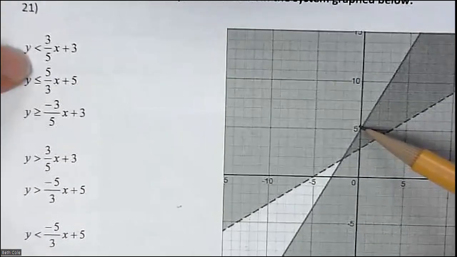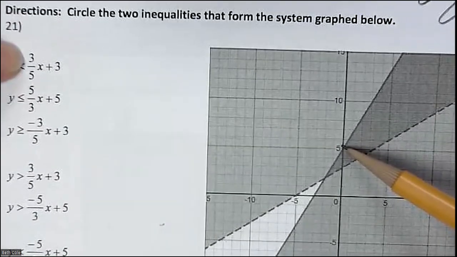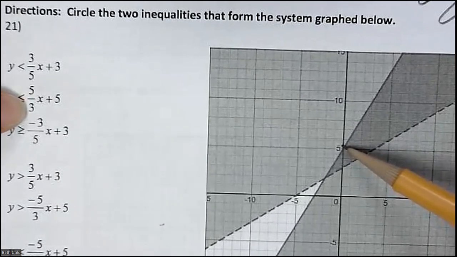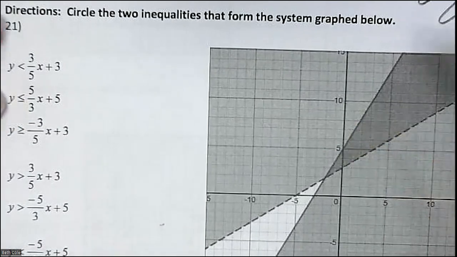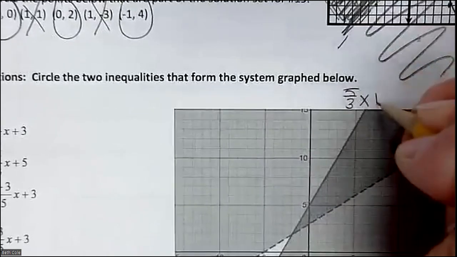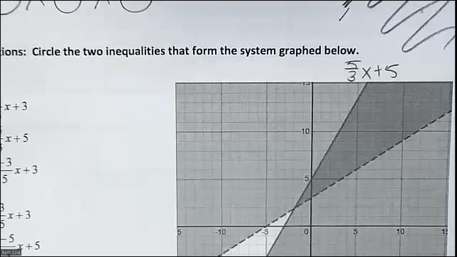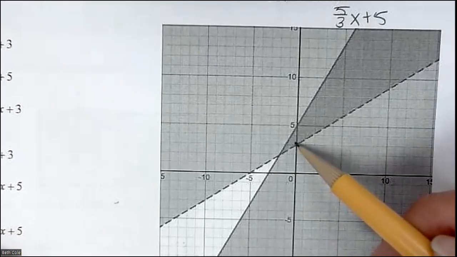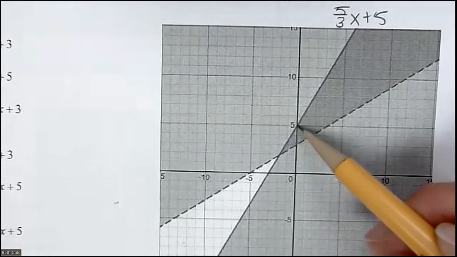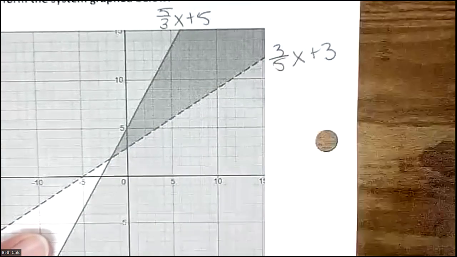That's going to be this one, the 5/3 x, or well, is it 5/3 or 3/5? Is it up 5 over 3 or up 3 over 5? It is up how much over how much? Yeah, it's up 5 over 3. All right, so that's the 5/3 x plus 5. And then what's the other one? The dotted one, it's starting at 3. And it looks like it goes up 3 over 5. All right, so that's going to be 3/5 x plus 3.